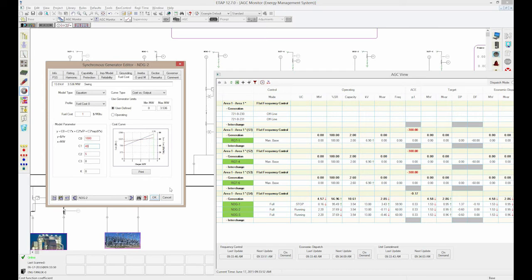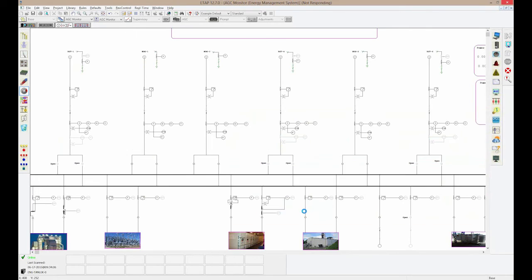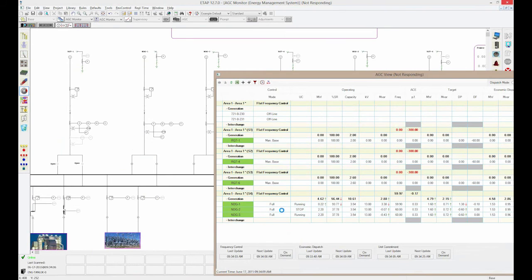The program's telling me I need to stop NDG1. So I've actually changed the fuel cost that's seen by that generator, and that could actually happen in real life where you're actually switching between different fuels. And the next cycle, when the program is checking to see which is my cheapest generator, you can see that it actually flipped. It's actually now telling me that I should stop NDG2 and actually start NDG1, because it's actually cheaper to run that.